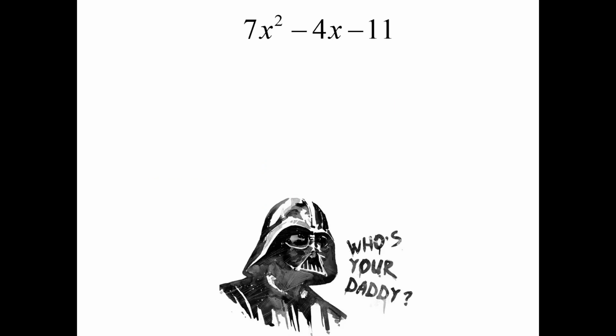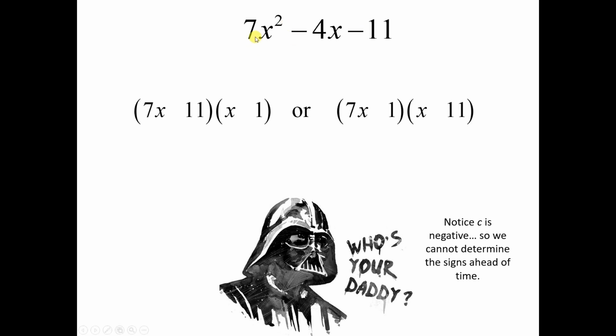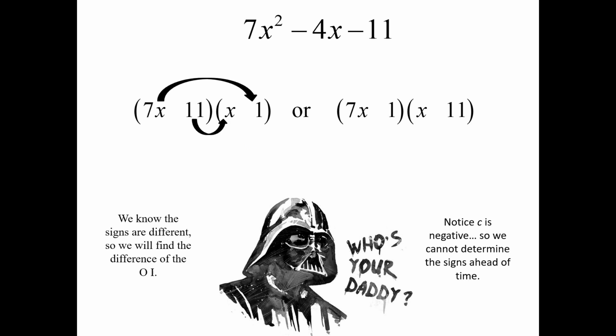Now this one's a little bit uglier. You see, this is negative, which means our two factors have different signs, and we cannot tell ahead of time which way it's going to be. But I know the mother's going to be 7 and 1, and the only factors of 11 are 11 and 1, so it's just the way we arrange it that's going to tell us which is right. We can't go ahead and figure out which is positive or negative, but we know they're different signs, and if they're different signs, you're going to be subtracting, so we're just going to find the difference of the two.